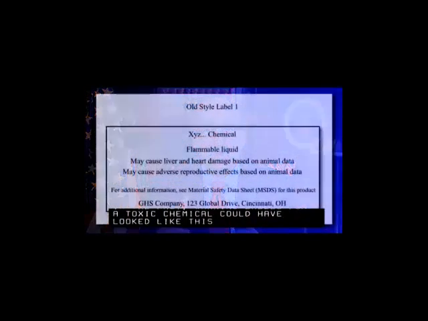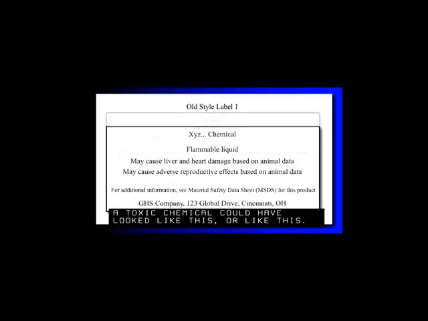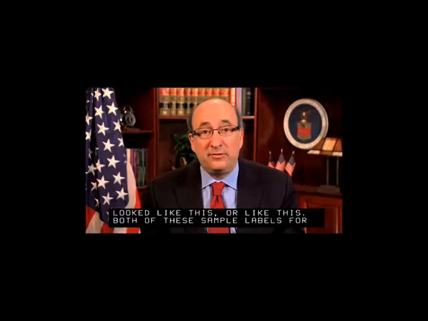Here's an example. In the past, warning labels for a toxic chemical could look like this or like this. Both of these sample labels for the same chemical would have been in compliance with OSHA's requirement. But now, under the new updated standard, a prototype label would look more like this.